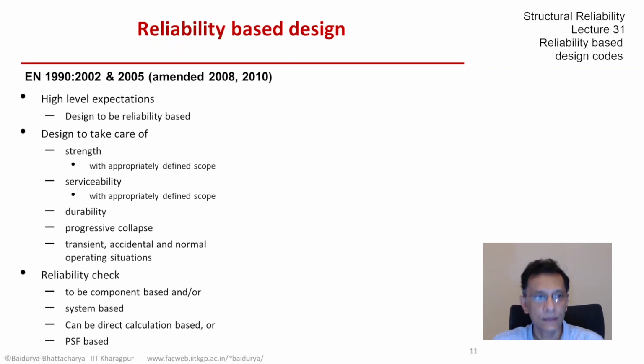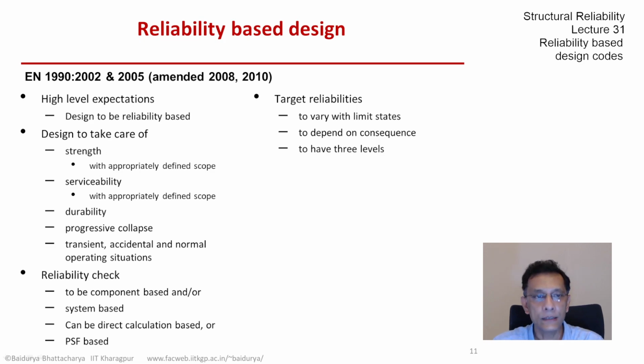The reliability check, and this is not the way that the code comes up chapter to chapter and section to section, but I have just tried to reorganize them to bring out the story nicely. So the reliability check could either be component based or system based or both. It so happens that most of our design checks are still component based. The reliability check can be direct calculation based, like actual reliability number is found out and that is checked against the target or minimum acceptable value, or it can be indirect with the help of partial safety factors, which is what we saw in the previous slide.